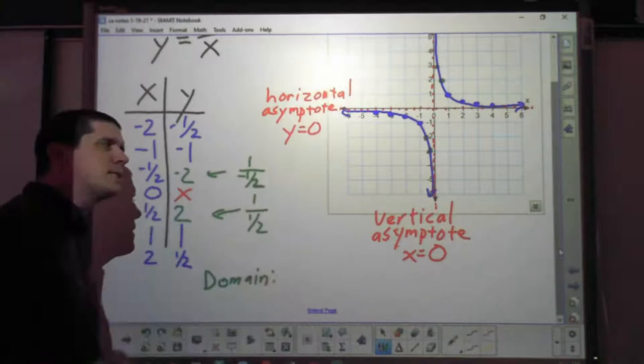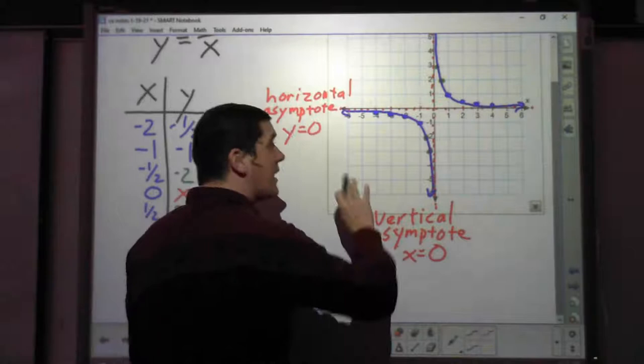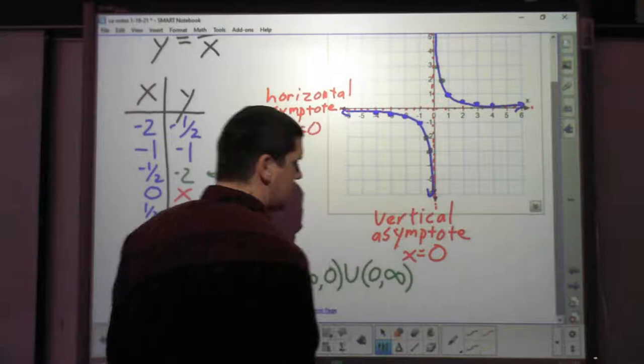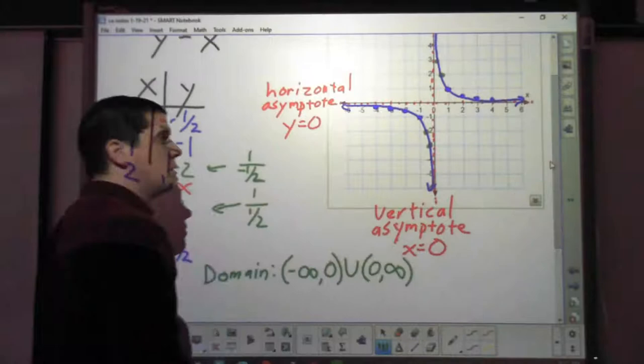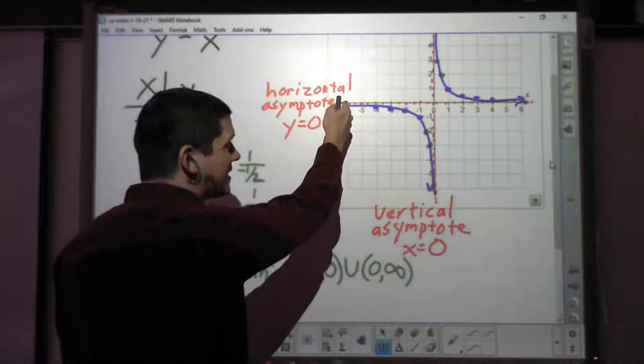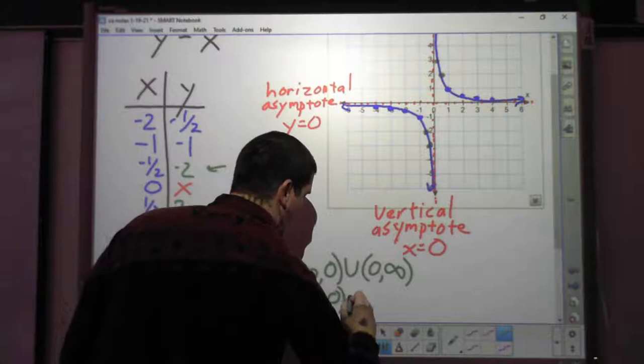So then in my domain, I can simply say it's everything smaller than 0, negative infinity to 0, but not including 0, and everything bigger as well. And then for my range, again, I can be very, very low. I can be very high. I just can't be that zero. So my range in this problem is going to look the same as this right here, negative infinity to zero union zero to infinity.